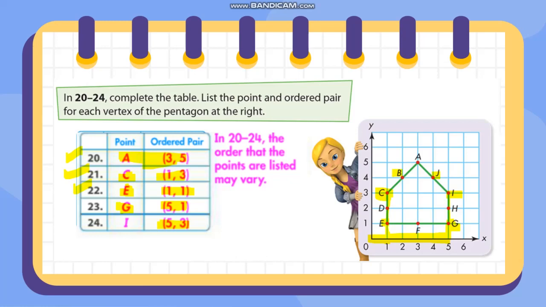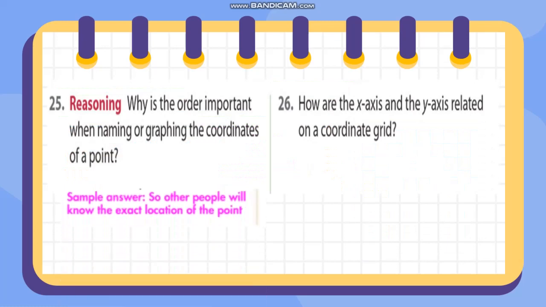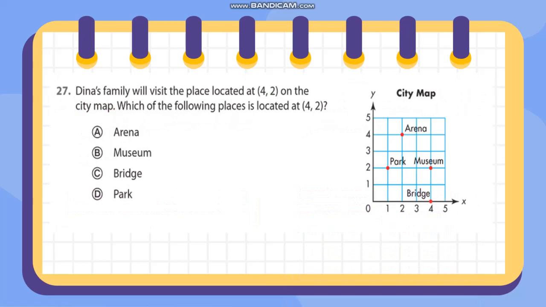Okay, so let's proceed. Why is the order important when naming or graphing the coordinates of a point? Because other people will know the exact location of the point. Number 26. How are the x-axis and the y-axis related on a coordinate grid? The x-axis is perpendicular to the y-axis. So that is the relationship between the x and the y-axis.